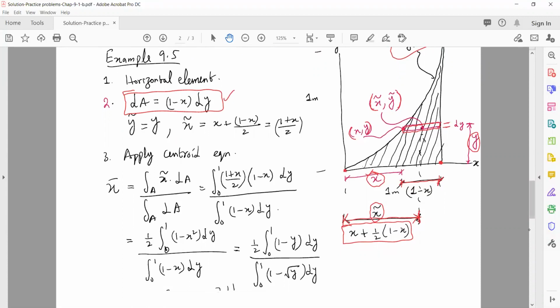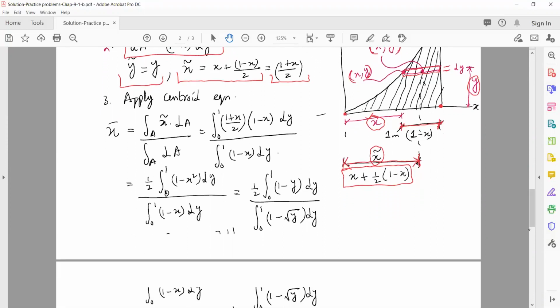Now what is y bar? Y bar equals y, right? We already have this from the figure. Now what is x bar? We know that x bar is x plus 1 minus x divided by 2. If you simplify that, you'll get 1 plus x divided by 2. So this is your x bar.